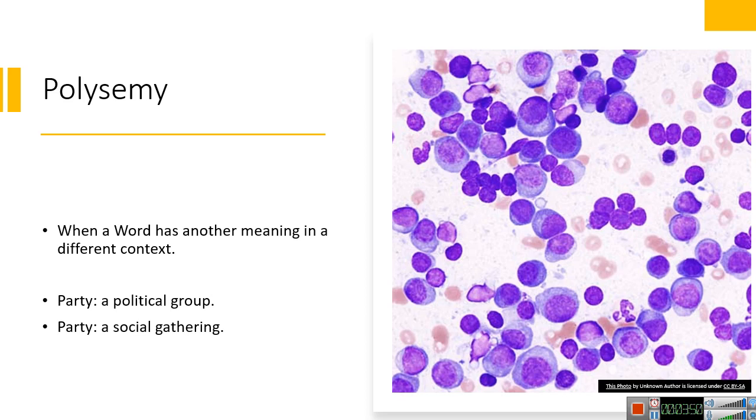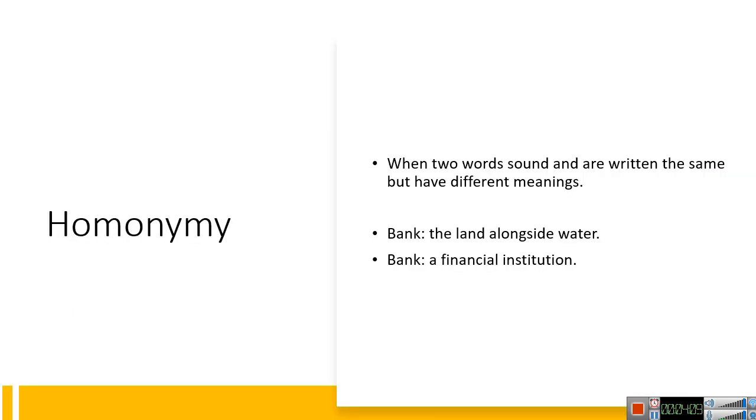There's also polysemy, that is when a word has another meaning in a different context. For example, party, as in a political group, or party as social gathering. It depends on the context. Homonymy, that is when two words sound and are written the same but have different meanings. For example, a bank and a bank. A bank as in the land alongside water, and bank as in a financial institution.